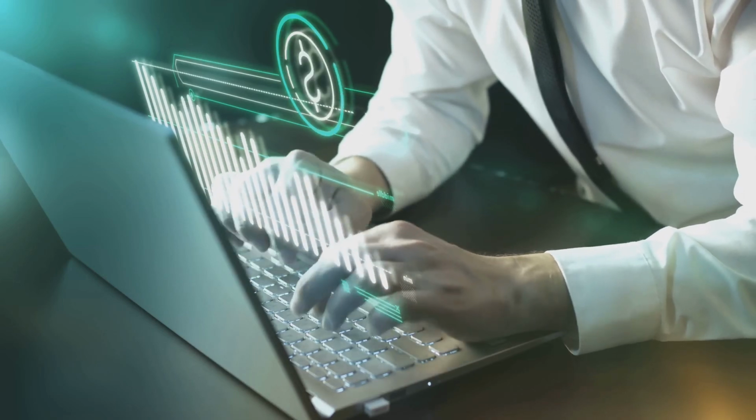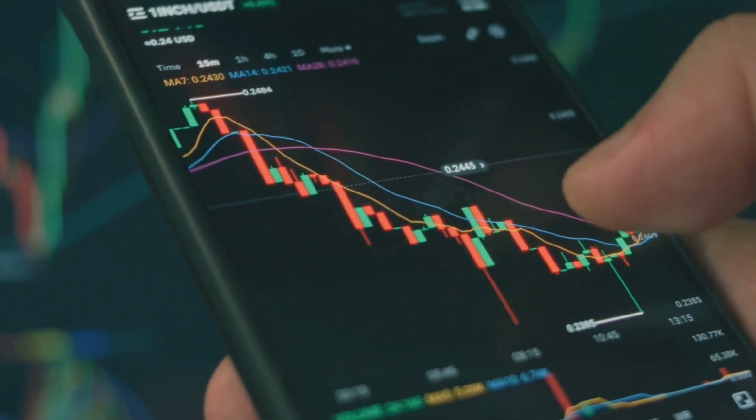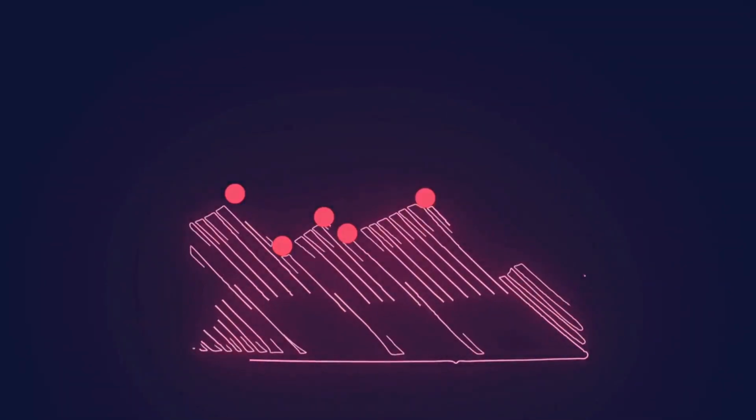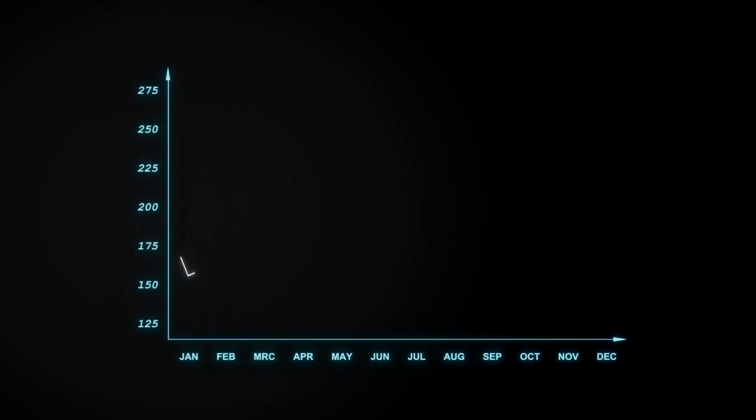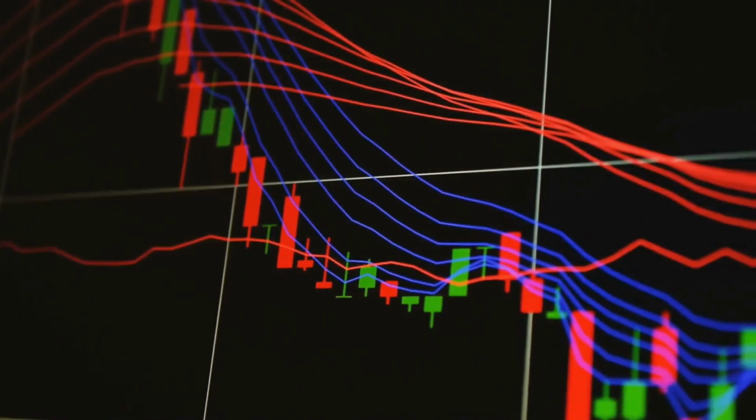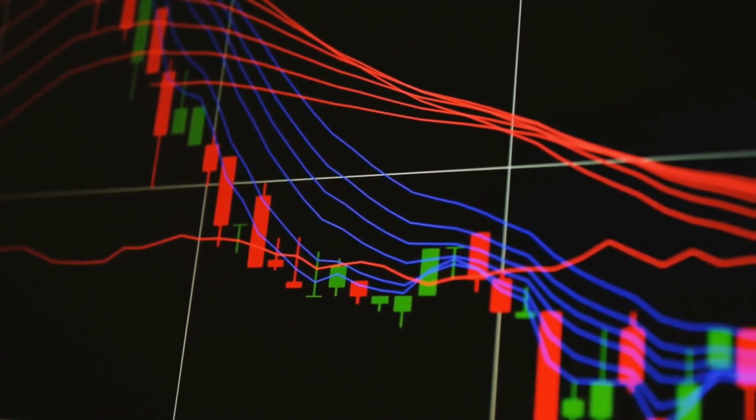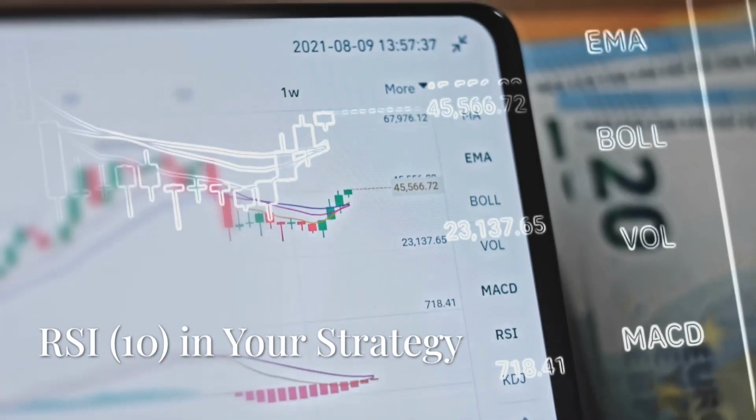Finally, we have divergence signals. A bullish divergence occurs when the price makes lower lows, but the RSI makes higher lows, which may signal a reversal up. Conversely, a bearish divergence happens when the price makes higher highs, but the RSI makes lower highs, indicating a potential drop.